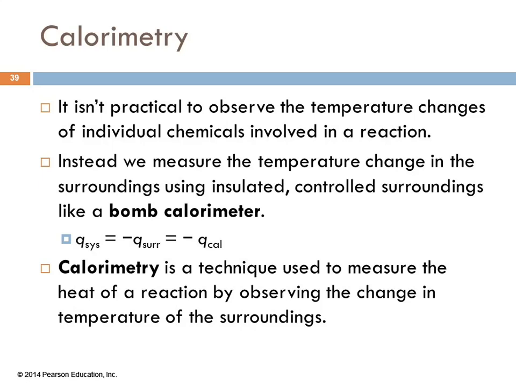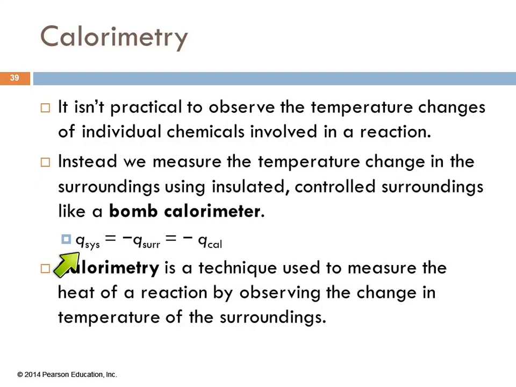It isn't practical to observe temperature changes of individual chemicals, right? Because we did an experiment like this on Tuesday. We did calorimetry, and you mix things together in the little styrofoam cup calorimeter. And how do you measure the temperature of one and not the other, right? You can't, because they mix together. So what we do is we measure the temperature change of the surroundings. This is not the type of calorimeter that we used. A bomb calorimeter uses insulated and controlled surroundings.